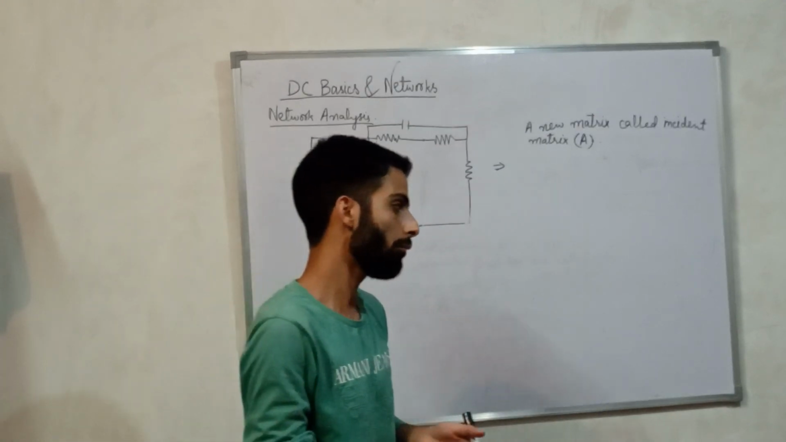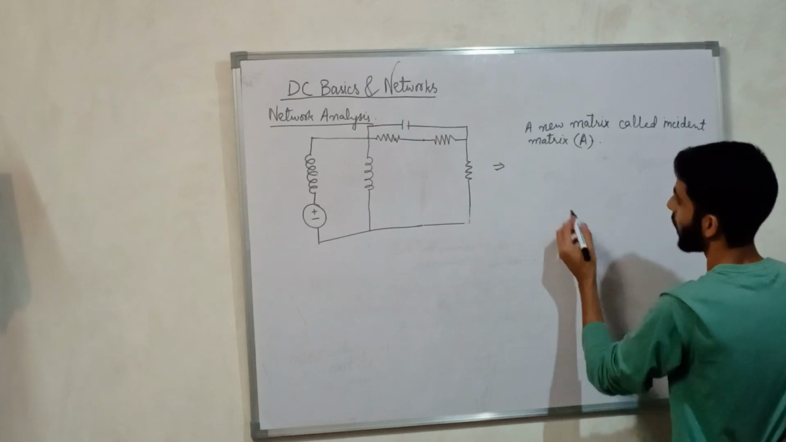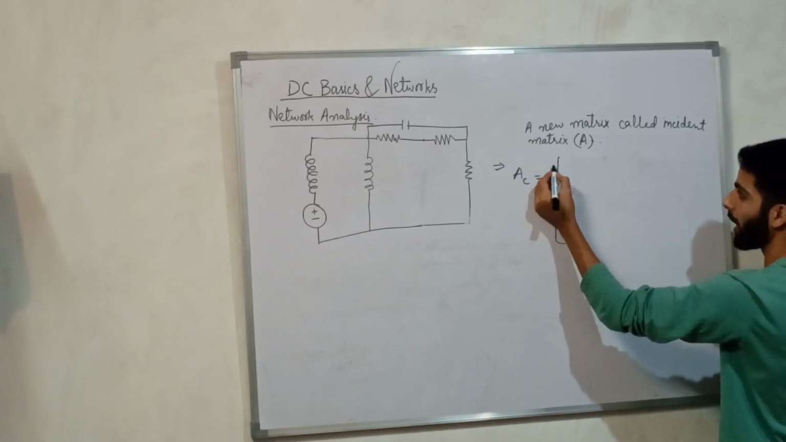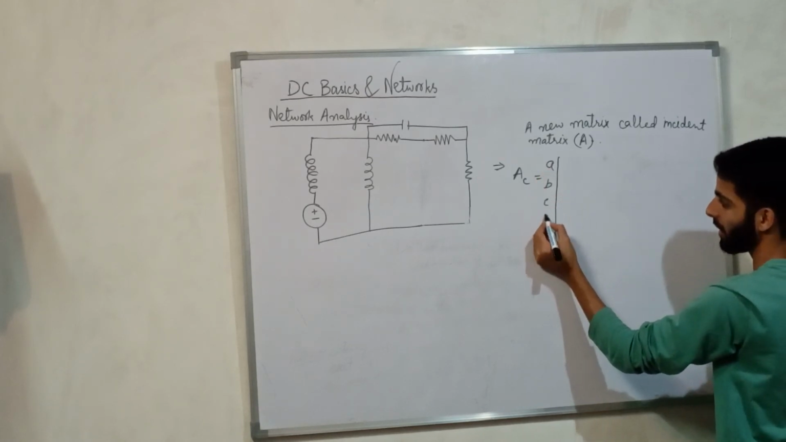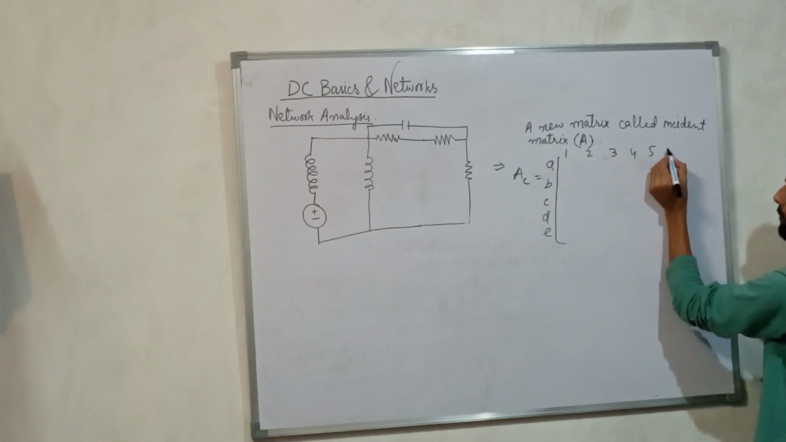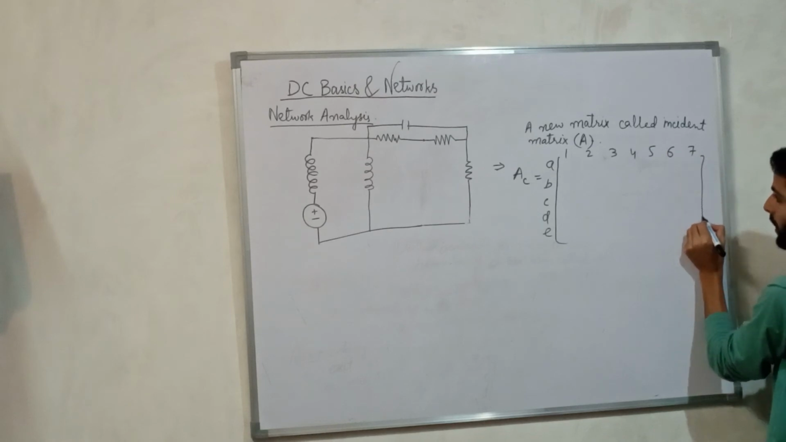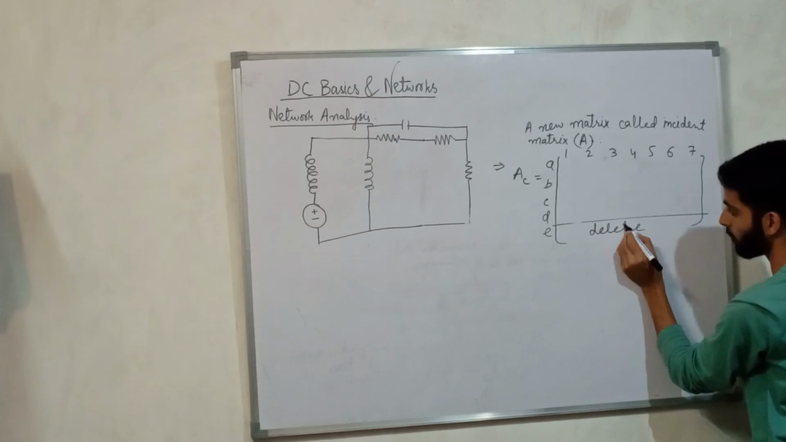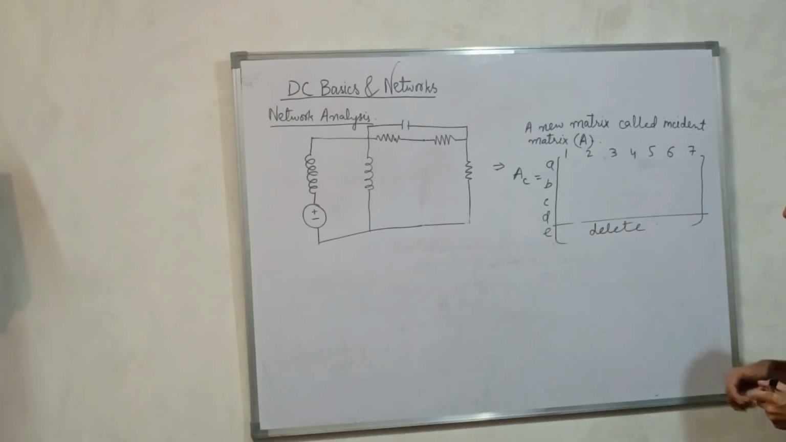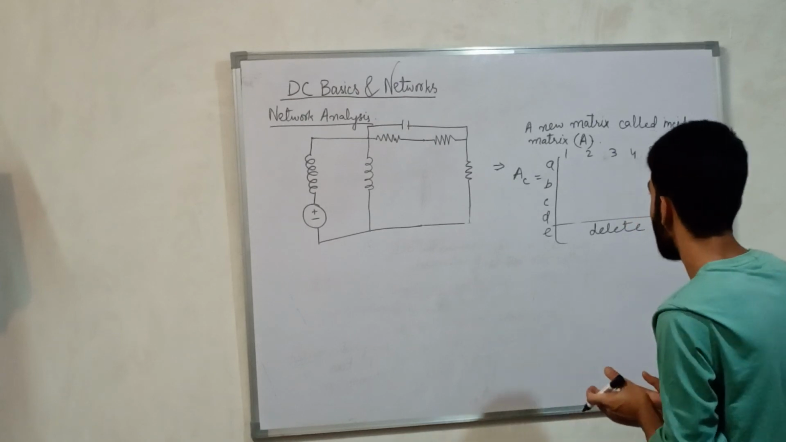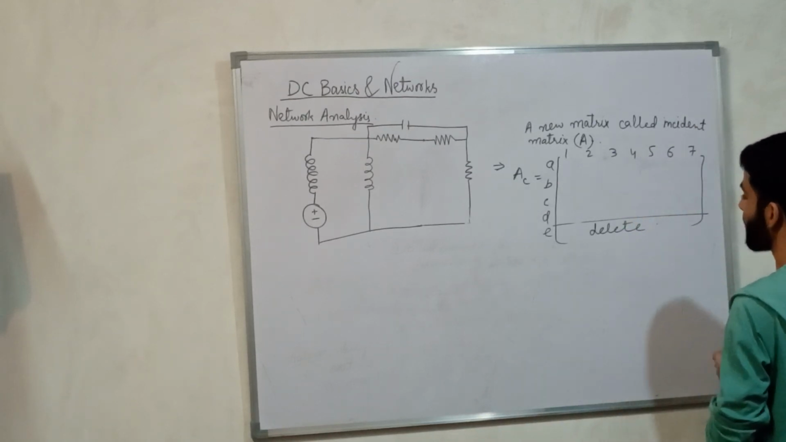So we shall eradicate one row. AC was like this: A, B, C, D, E, and 1, 2, 3, 4, 5, 6, 7. So we shall be deleting this row. How many rows will be there now? 1, 2, 3, 4. Four rows and as many columns as there were originally. This will form a new matrix called incident matrix A.